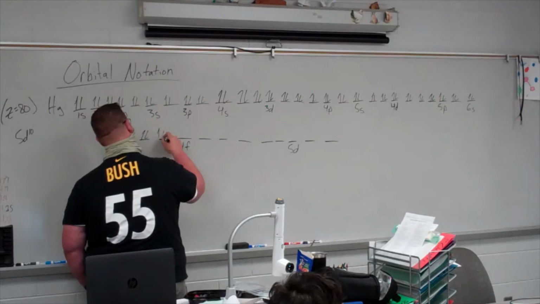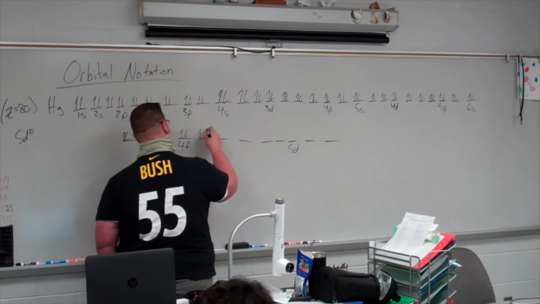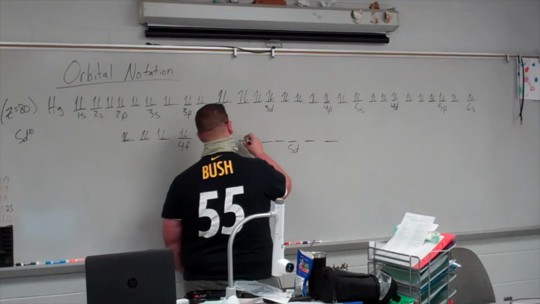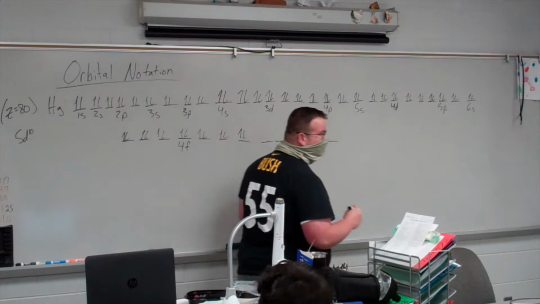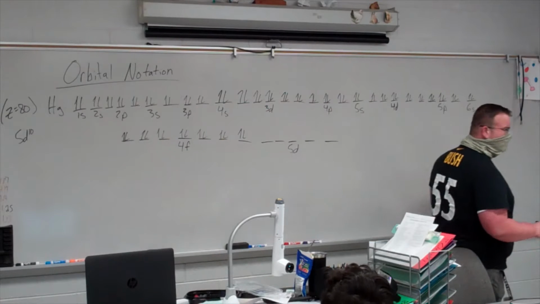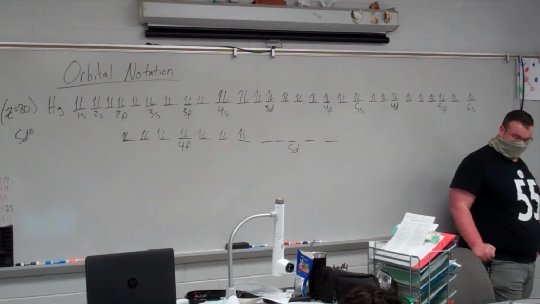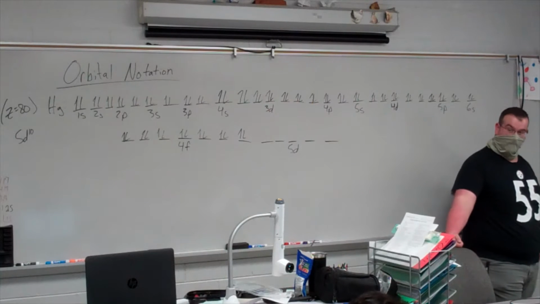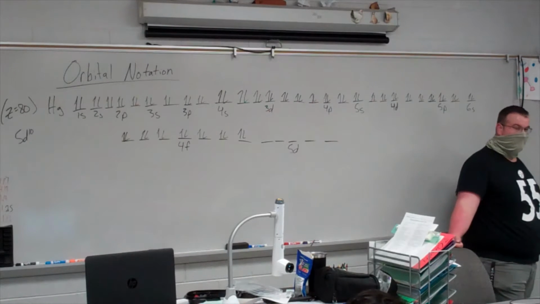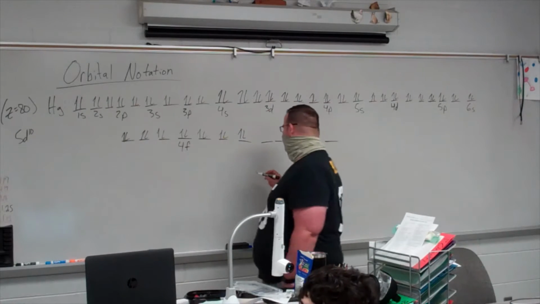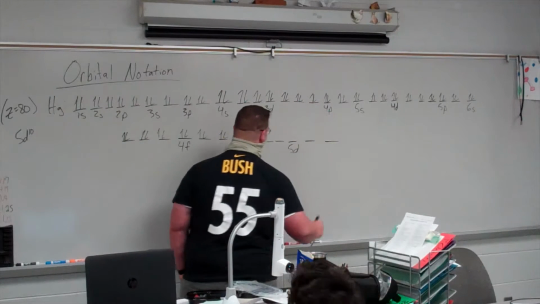Okay, so everything is full all the way until the 5D, correct? Yes. So when we make it to the 5D, how many electrons do I have to represent in 5D? What are we at? 80? Mercury. Ten. All right. So I have 10 electrons to show.